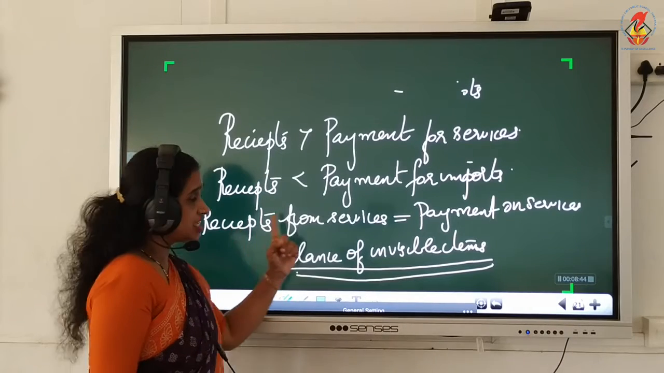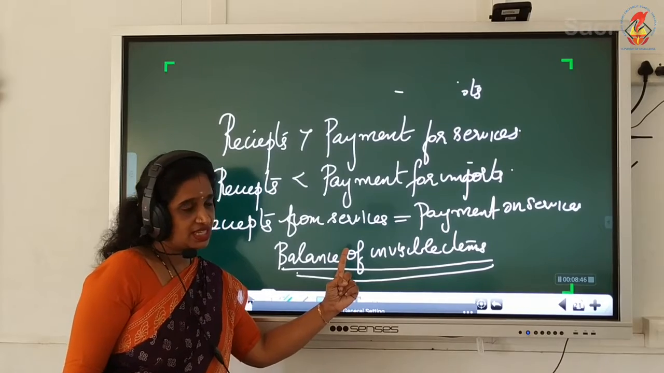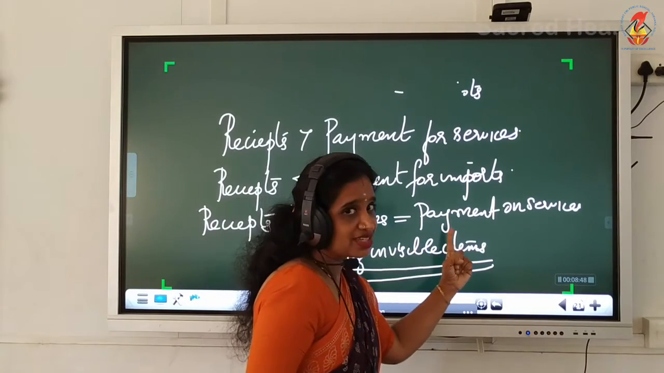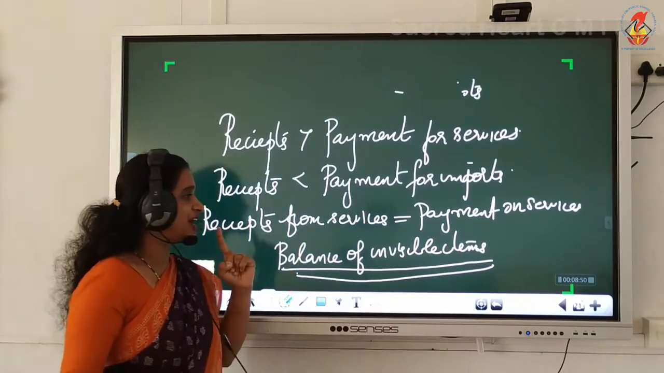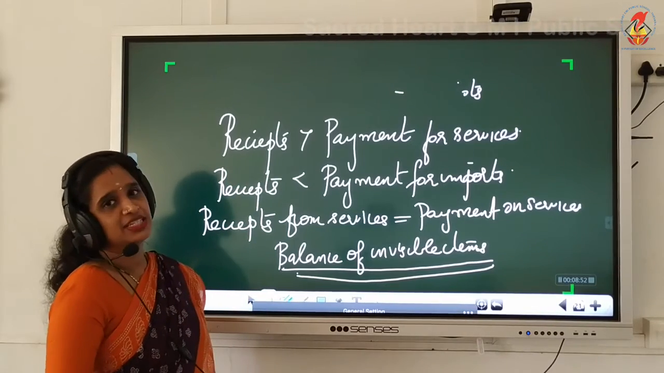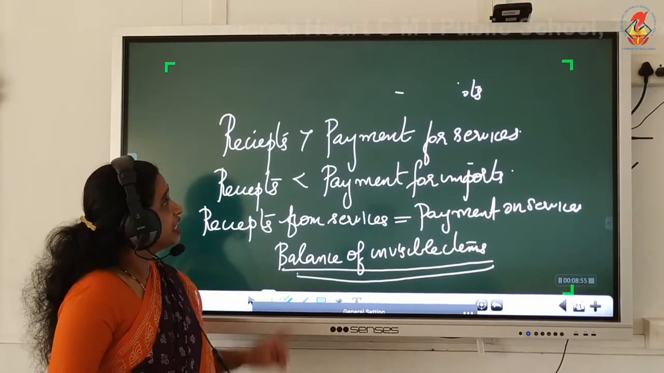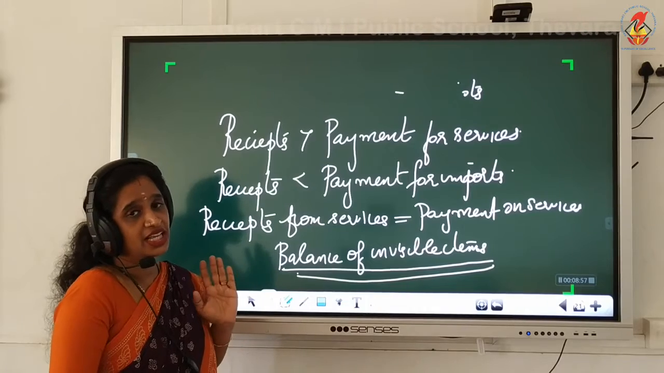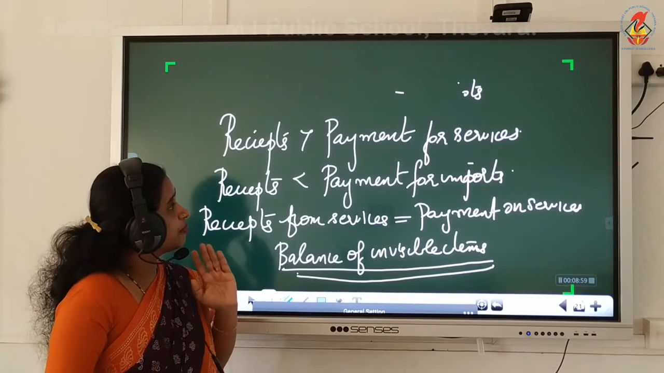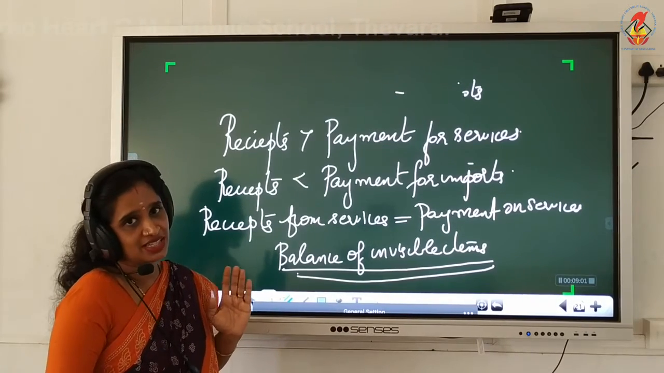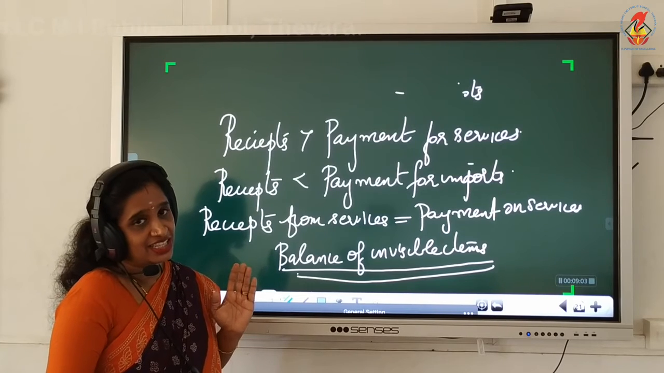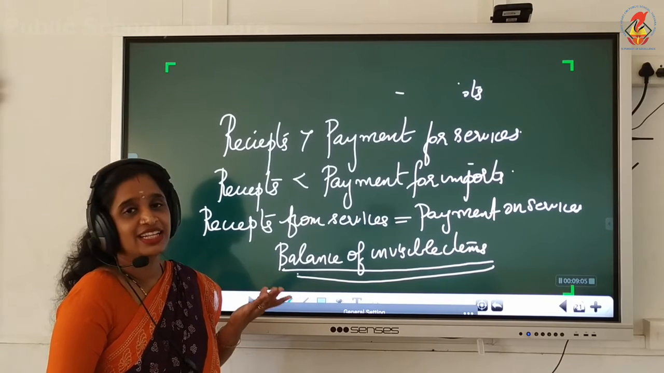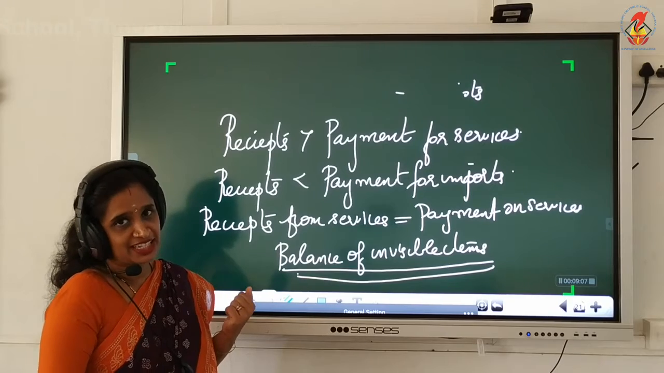So, if the receipt from the services is equal to payment on services, we can say there is balance of invisible items. Once again, if the receipt for the services is greater than payment of services, then we can say there is surplus in the case of invisible items.